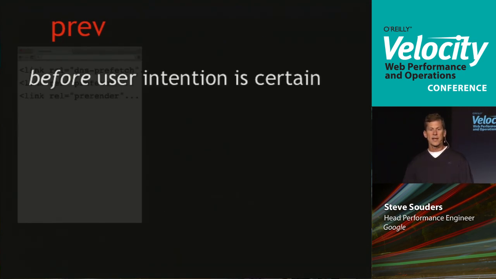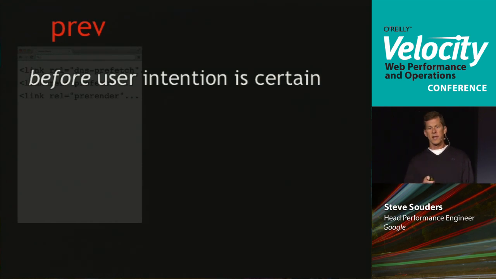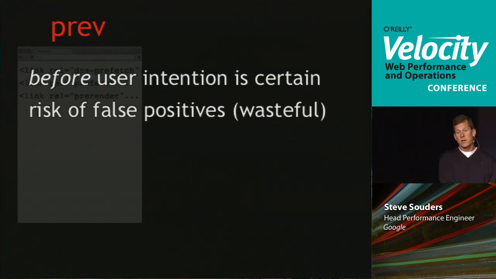In the previous context, you have to remember we're on the previous page to where the user is ultimately going to be. So we don't really know with a high certainty what the user is going to do next, or not necessarily. So there's a higher risk of false positives and being wasteful with bandwidth that might cost money if you're on a metered plan. With CPU, you might be doing things in the background that are competing with the user's activity on the current page. So there is risk.